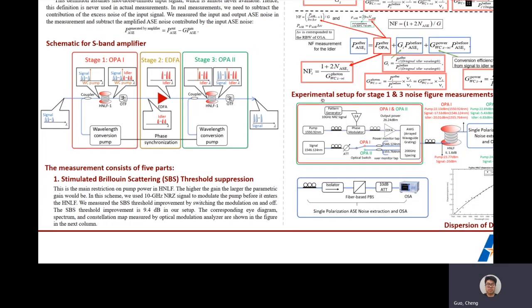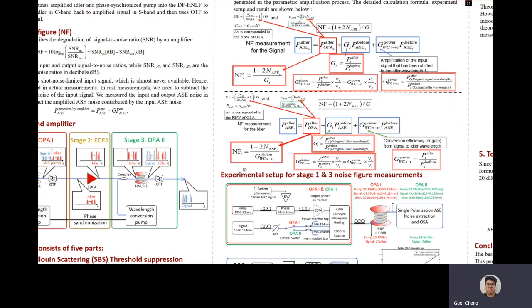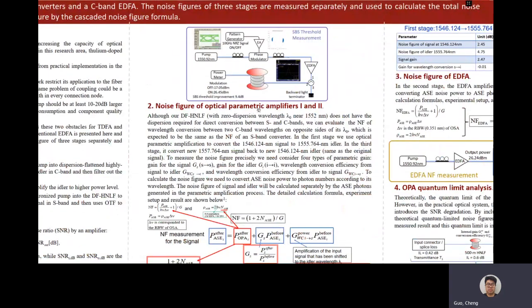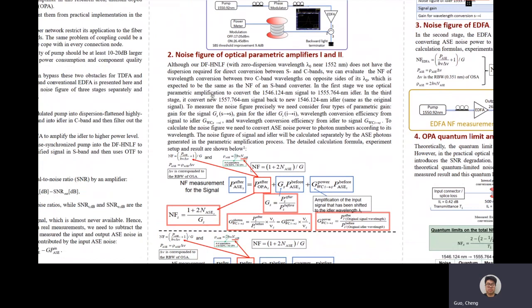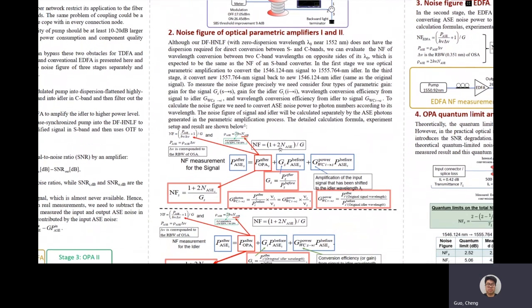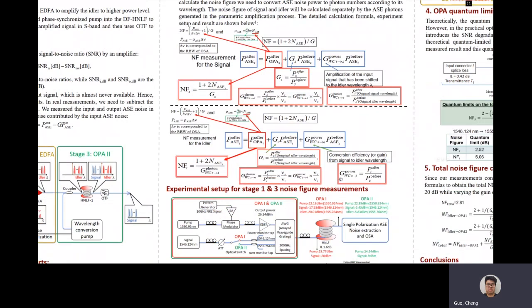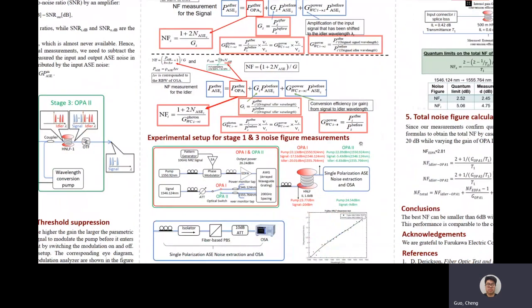And in the second part, we measure the noise figure of the optical parametric amplifier stage 1 and stage 3. Here we give some details about how you can calculate the noise figure based on the parametric amplification scheme rather than the traditional EDFA scheme. You can check these formulas and we give the experimental result.